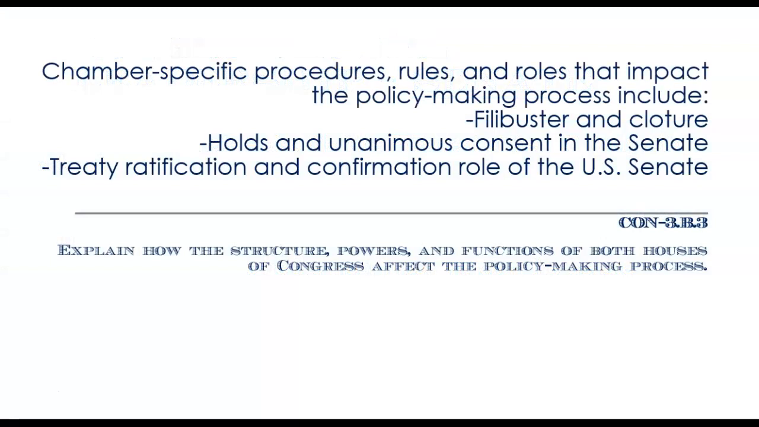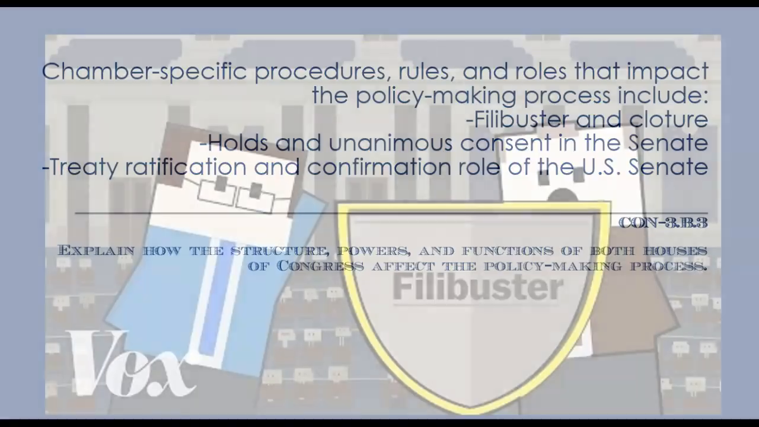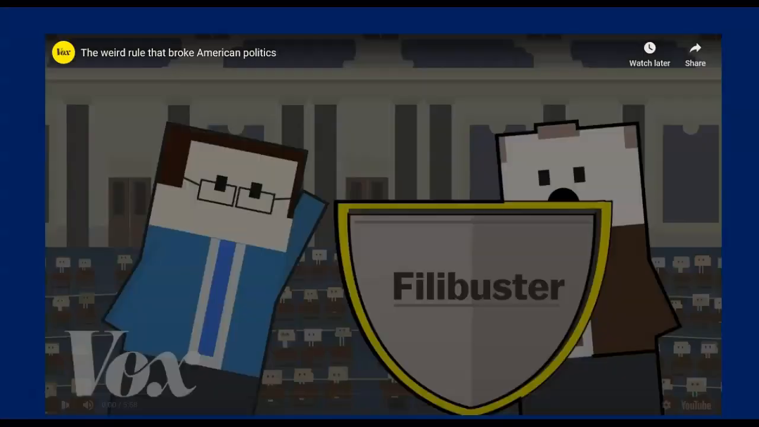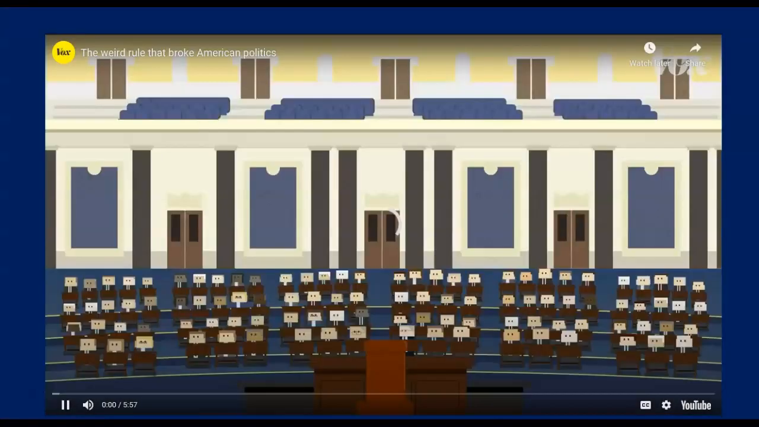All right, next we're going to talk about chamber-specific procedures, rules, and roles that impact the policymaking process. We're going to talk about filibuster and cloture. Okay, we're going to talk about holds and unanimous consent in the Senate, treaty ratification and confirmation role in U.S. Senate. We're going to watch this quick video about cloture and filibusters.